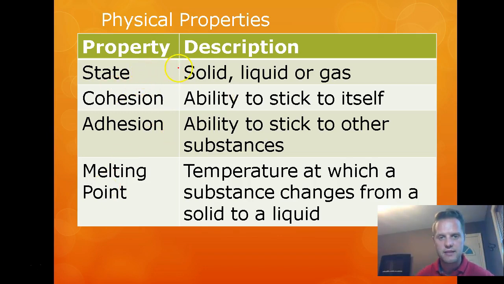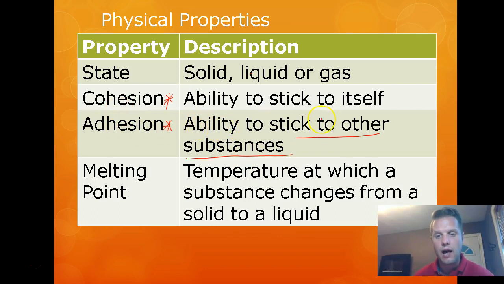So let's talk about certain types of physical properties. The first is state. I can describe something as a solid, liquid, or gas. I'm not changing its identity. Cohesion, that's a new word for you. That's the ability to stick to itself. So water has certain cohesion to it. It sticks. Water molecules stick to other water molecules. Adhesion is the ability to stick to other substances. Okay, so water has cohesion and it has adhesion.